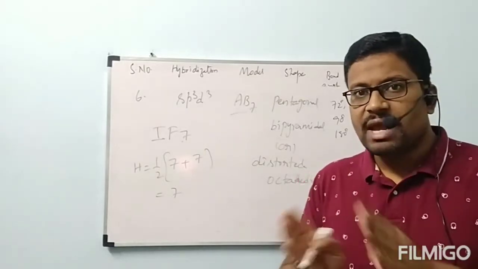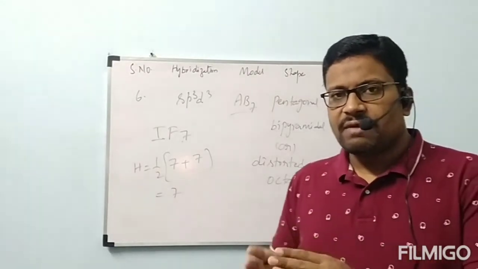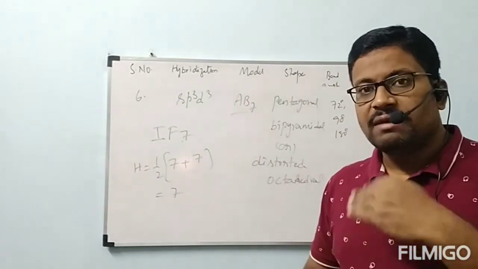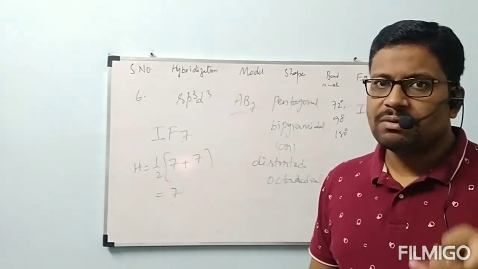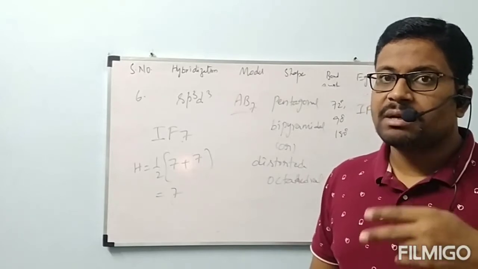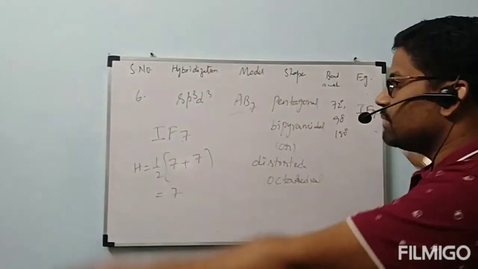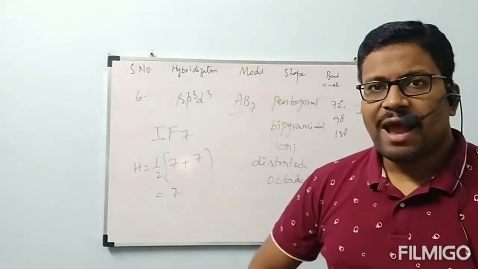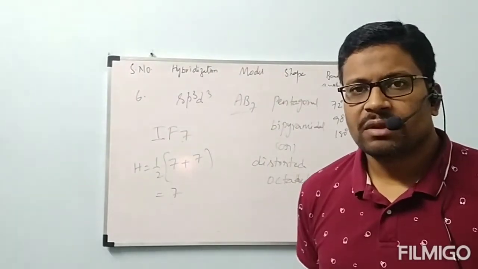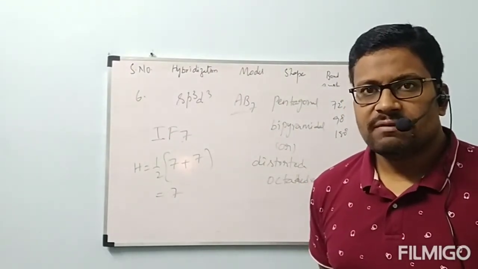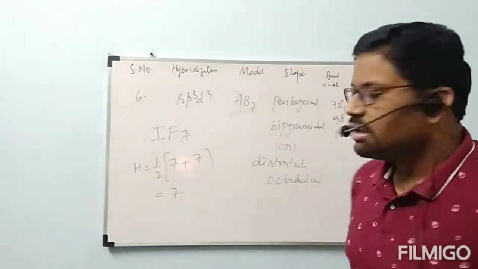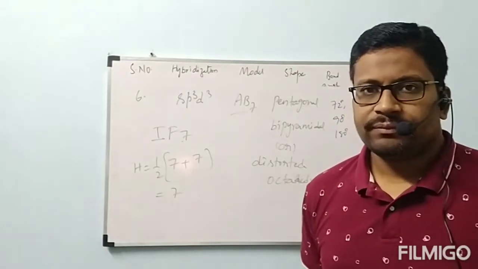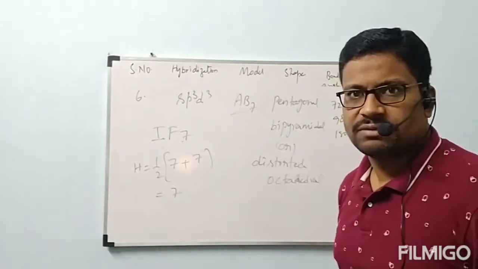By joining hybridization and valence shell electron pair repulsion theory. In the valence shell, two kinds of electron pairs are present: bond pairs and lone pairs. Depending on the repulsions between them, we have considered this total number of models. That is called valence shell electron pair repulsion theory. So both, VSEPR theory and hybridization, try to explain all the structures in a correct way. This is about the various models we have.